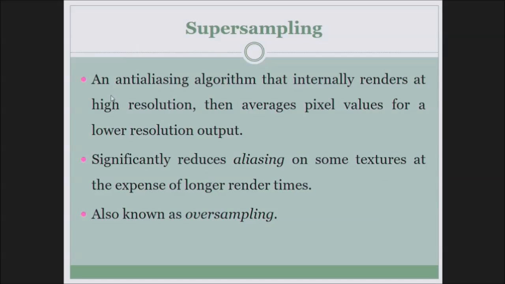Supersampling is an anti-aliasing algorithm that internally renders at high resolution and averages pixel values for a lower resolution. This significantly reduces aliasing on some textures at the expense of longer render times. This is also known as oversampling.